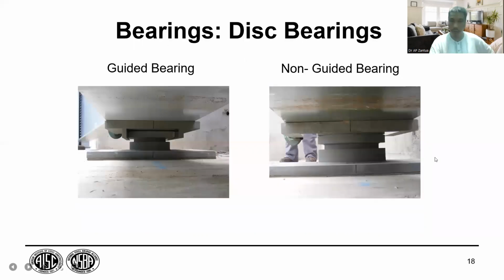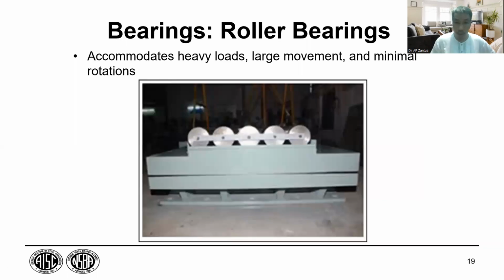Okay. Disc bearing, guided bearing. So pot bearing can also be guided. So this is a non-guided type of pot. Pot bearing and disc bearing can use guide bars or guide rings or guide components. Okay, so guided, the guide is there. This is the guide. This and this, these are the guide. Okay. So there are no guides. Non-guided bearing.